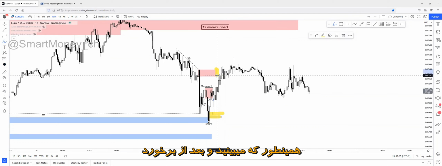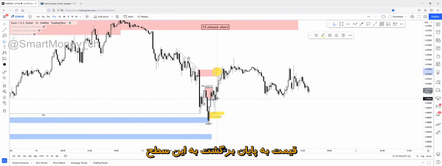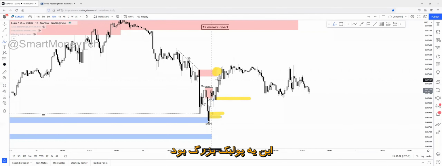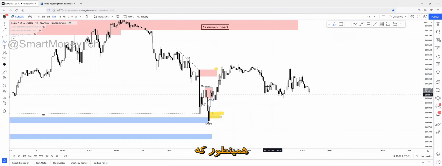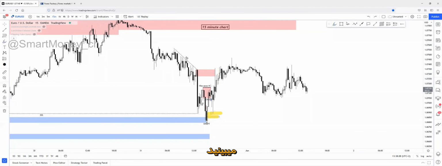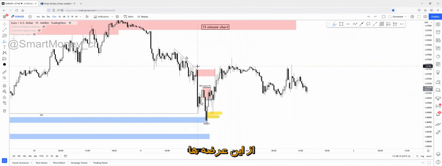And after a tap, there was an immediate reaction, an immediate reversal to downside. After a mitigation, prices reversed down to this area. So this was a really, really huge pullback, but it wasn't strong enough to actually reverse price. And actually, as you can see, after this, prices broke structure to the upside and changed character here with a body closure, and also swept some liquidity from above this supply zone.